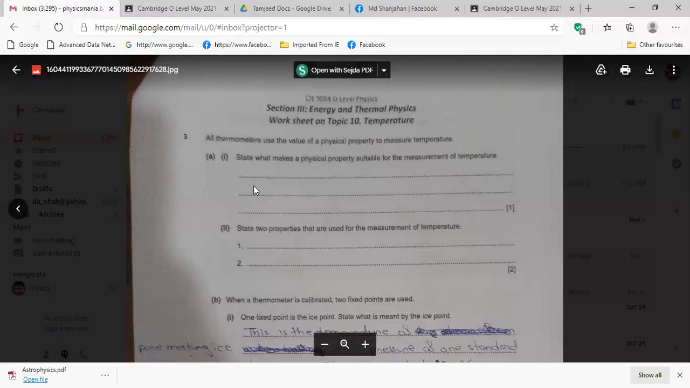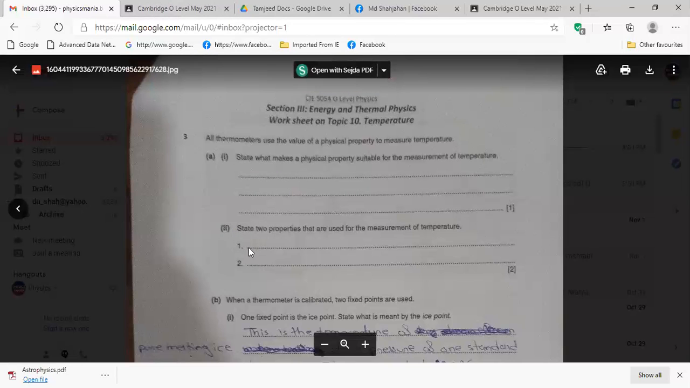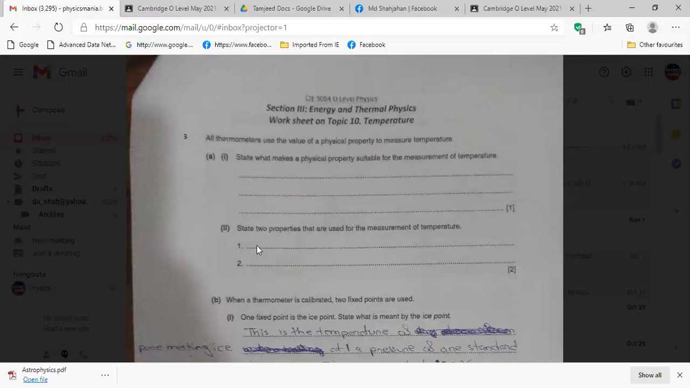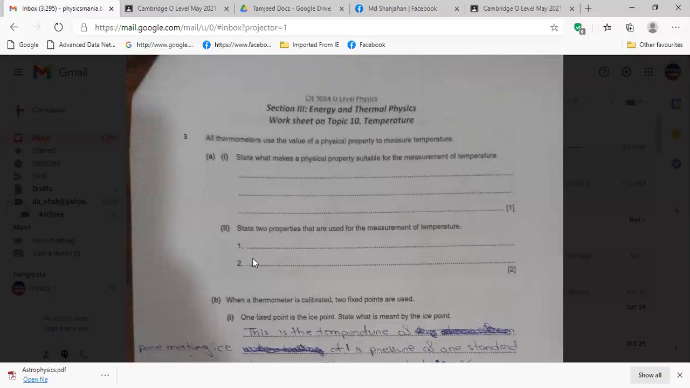I just explained what linearity is, right? Then for A2, we have two examples. I gave you two examples. One is expansion of liquid, right? State two properties that are used for the measurement of temperature. Expansion of liquid. Another one is decreasing resistance with temperature in a thermistor, right?